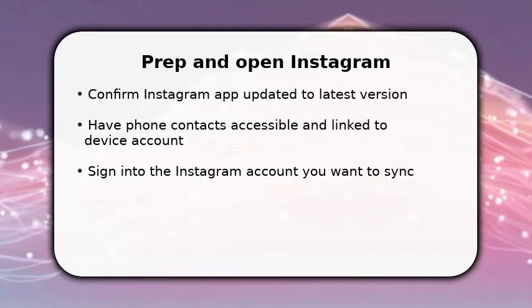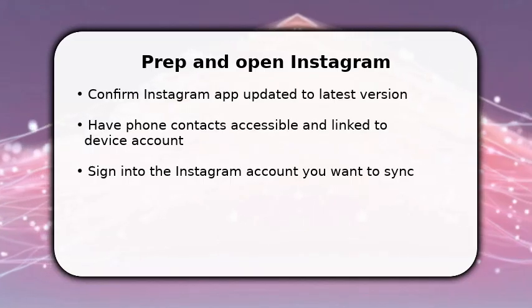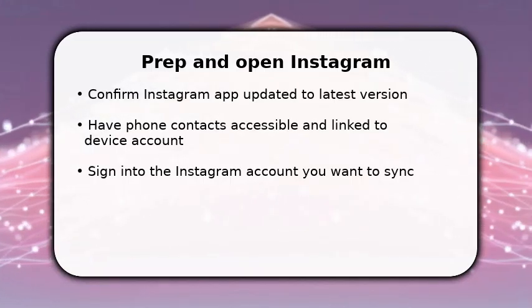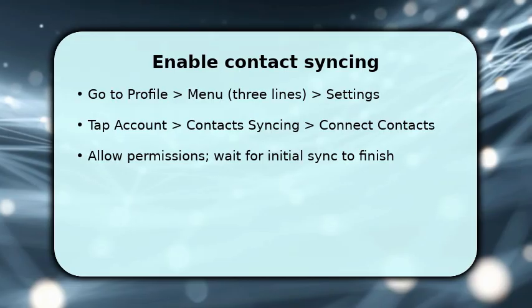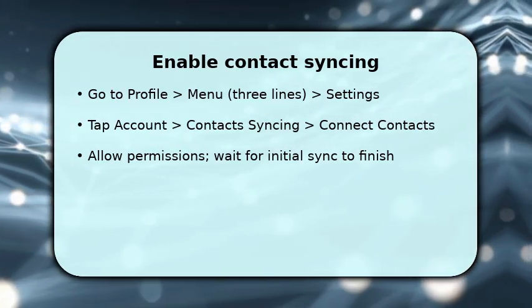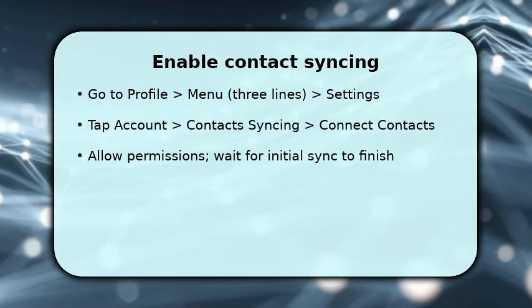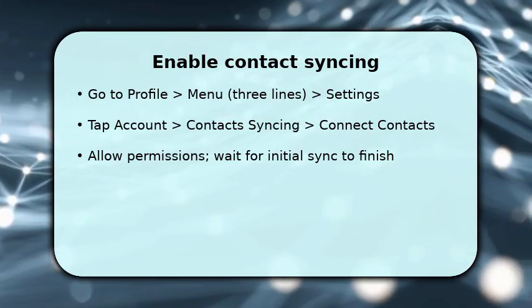Make sure you're on the correct account if you manage multiple profiles, because contacts sync per account and you don't want to mix lists. Tap the menu, choose Settings, then Account to find contact syncing. This is the control panel for linking your address book. Tap Connect Contacts to enable the feature. Instagram explains why it needs access, to suggest connections and make finding friends faster.